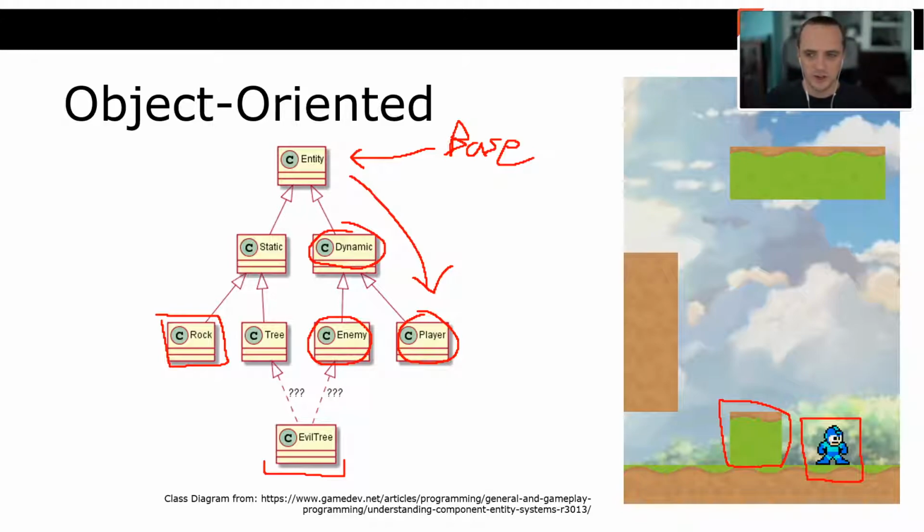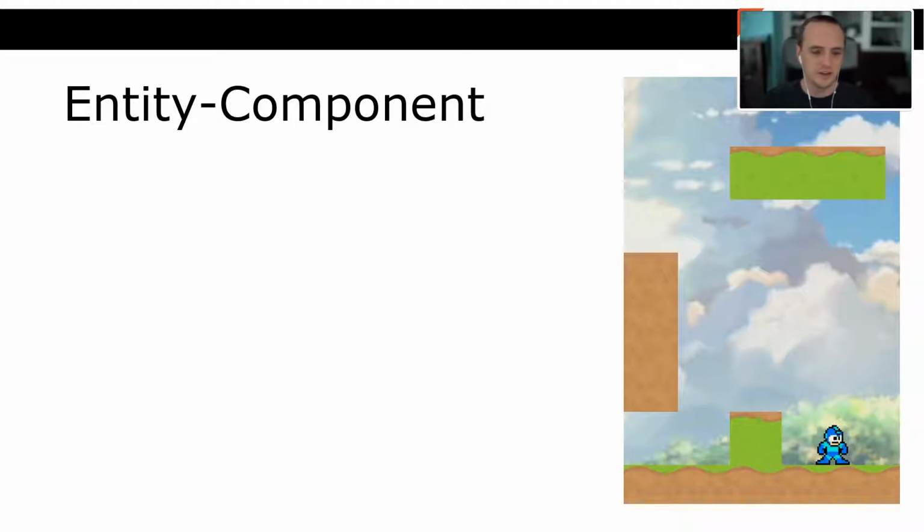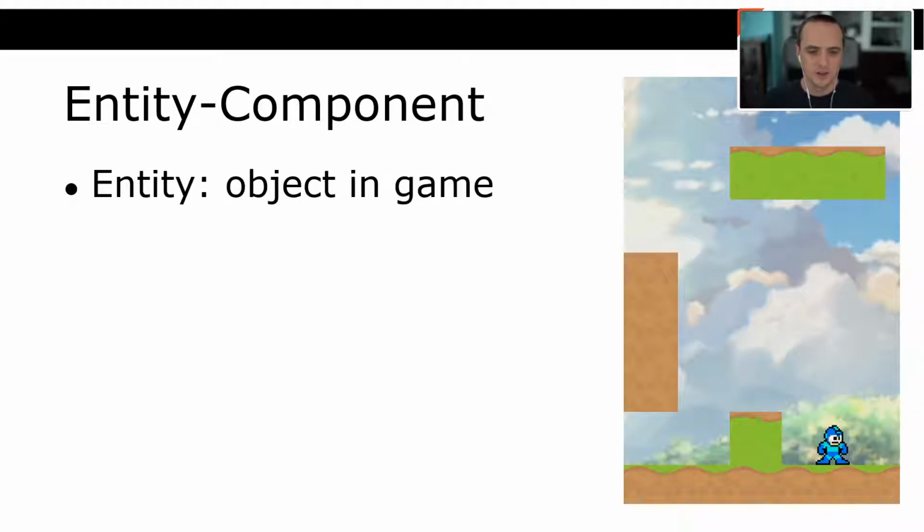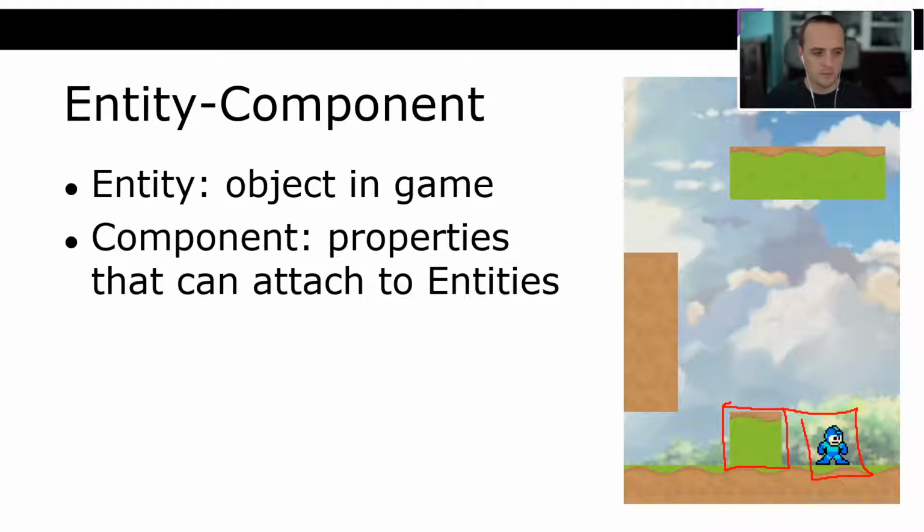So we're going to get around all this with the entity component model. In the entity component model, that's the EC part of ECS, an entity is any object in the game. So similarly, this tile would be an entity, the Mega Man would be an entity. What a component then is, is a property that we can attach to an entity.